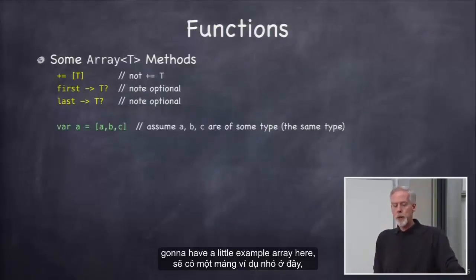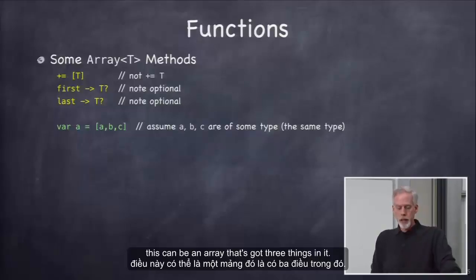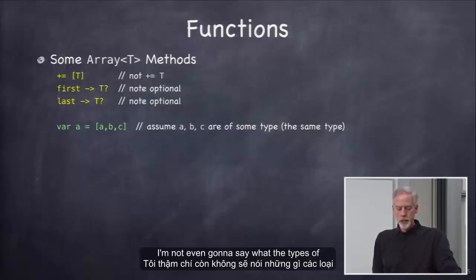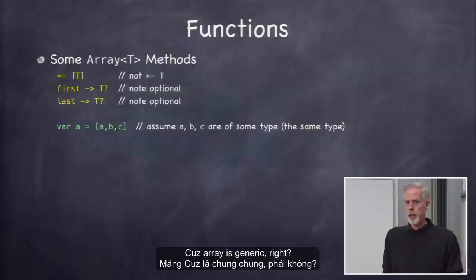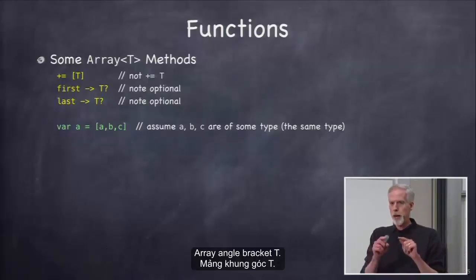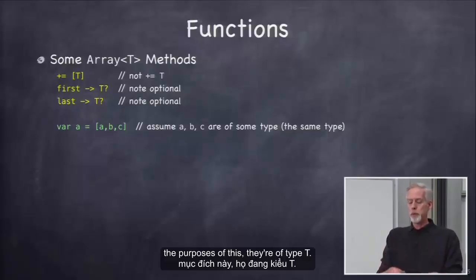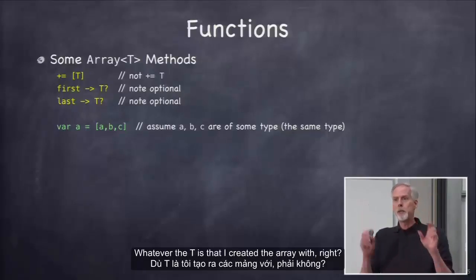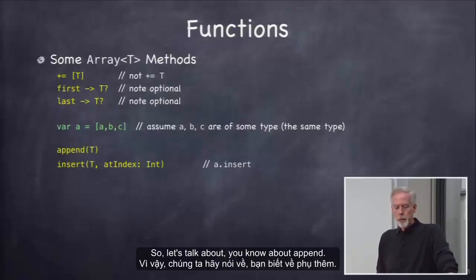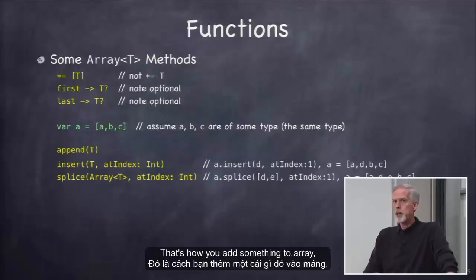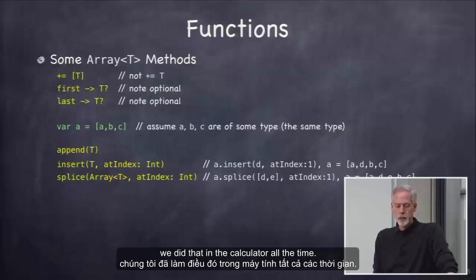So for these next ones, I'm going to have a little example array here. This is going to be an array that's got 3 things in it. I'm not even going to say what the types of those 3 things are. They could be anything, okay? Because Array is generic, right? Array angle bracket T. You can assume for the purposes of this, they're of type T, whatever the T is that I created the array with, right? So let's talk about append. That's how you add something to an array. We did that in the calculator all the time.